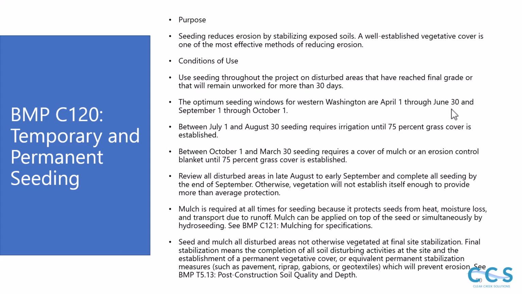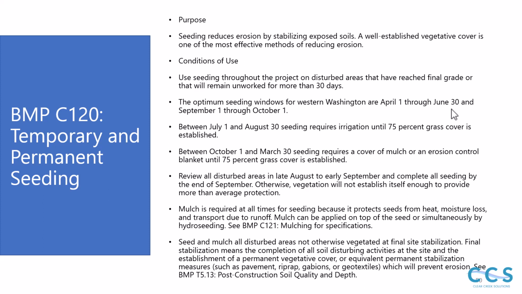The optimum seeding windows for Western Washington are April 1st through June 30th, and then September 1st through October 1st. Between July and August, seeding requires irrigation until 75% grass cover is established, and between October and March 30th, seeding requires a cover of mulch or an erosion control blanket until 75% grass cover is established. Review all disturbed areas in late August to early September, and complete all seeding by the end of September. Otherwise, vegetation will not establish itself enough to provide more than average protection.